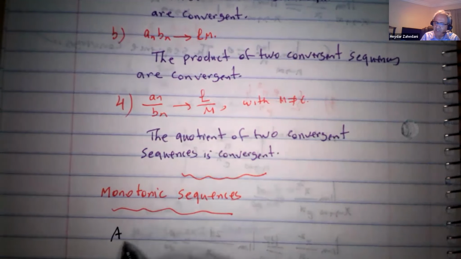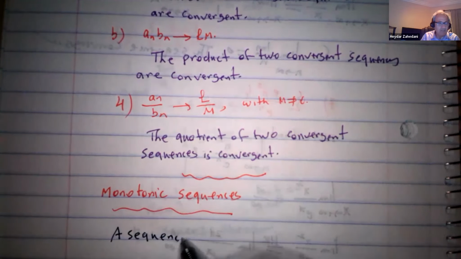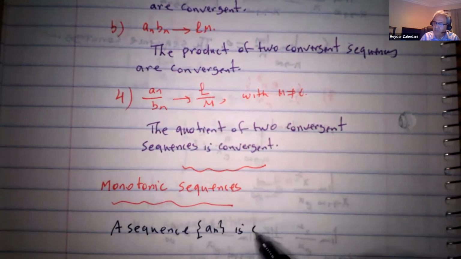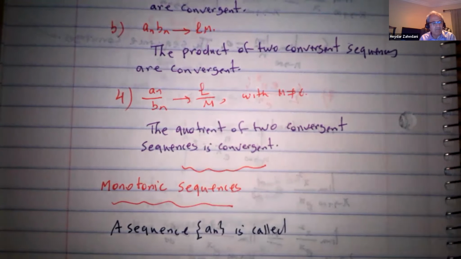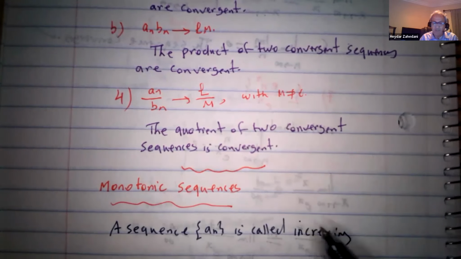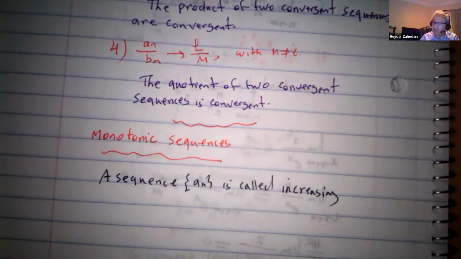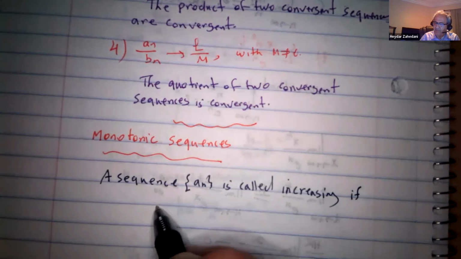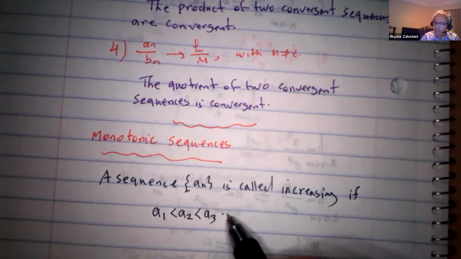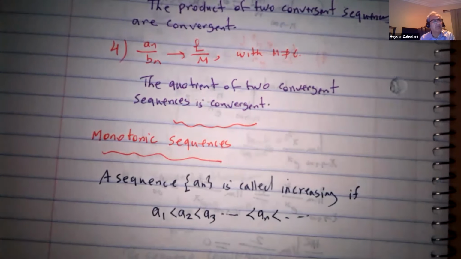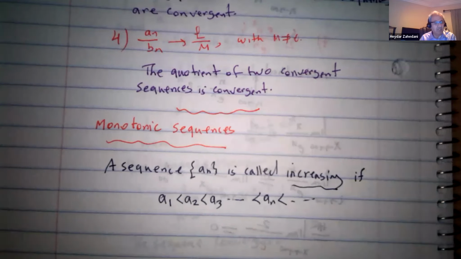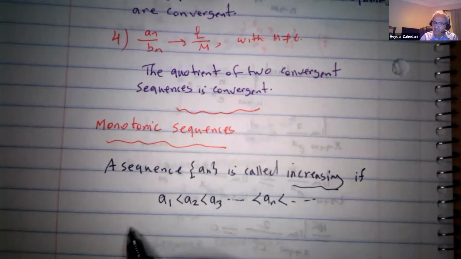So the definition: a sequence a_n is called increasing. As you go, the value of the function gets bigger and bigger. So it's going to be the case if a_1 is less than a_2, less than a_3, you just keep going, less than a_n. So as we go on, the value of the function gets bigger and bigger. So a sequence is increasing if this is the case.